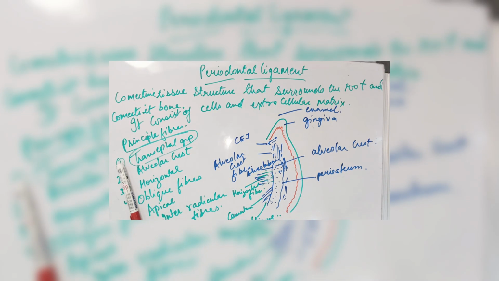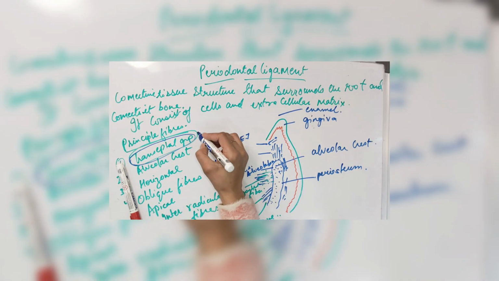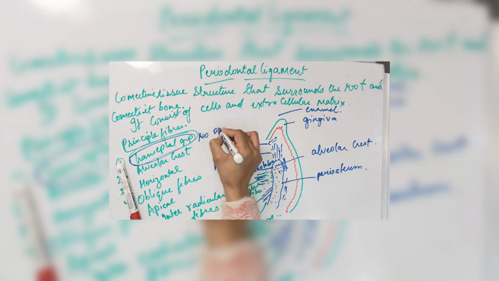What is transseptal? What do we mean by the term transseptal? Transseptal, they may be considered as the gingival fibers which do not have osseous attachment. The group of fibers which do not have osseous attachment. Okay? These have no osseous attachment. No osseous attachment.